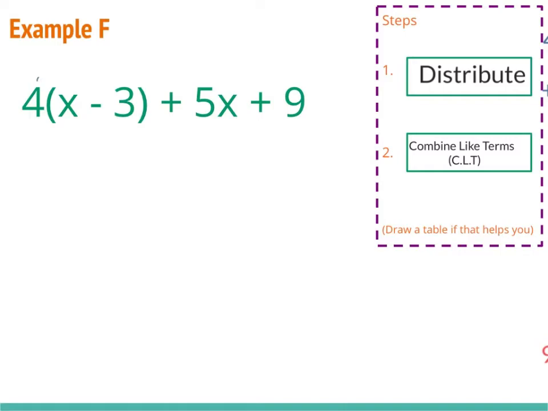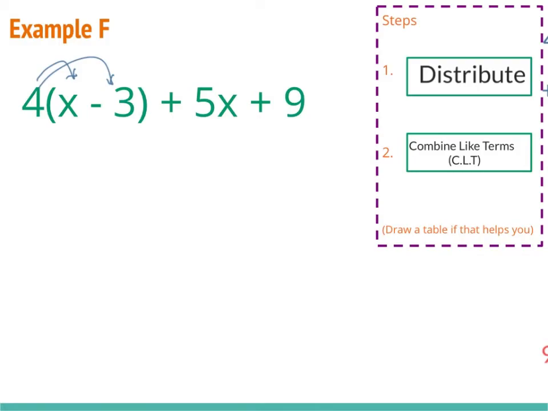I'm going to distribute my 4 to my x and my 4 to my -3. Before I combine like terms, I'm going to use the distributive property on anything that can be distributed. So in this case, I can distribute the 4 just to that x, just to the -3. Not to the 5x, not to the +9. They are not inside the parentheses near the 4. Only the x and the -3 that are inside the parentheses near the 4 are the things I can distribute to. Do not attempt to distribute the 4 to everything. Only the things inside the parentheses next to it.